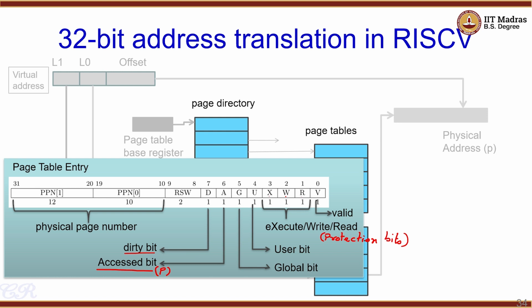In addition to this, RISC-V page table entries have 2 bits corresponding to a user bit and a global bit. The user bit indicates that the page corresponds to user space or a user program, and the global bit says whether the page is global or local. If it is set to 1, it means that the particular page frame is a global page frame. It is essentially shared across multiple processes.